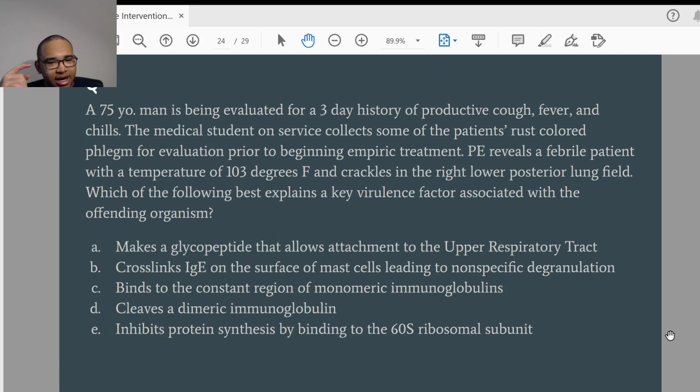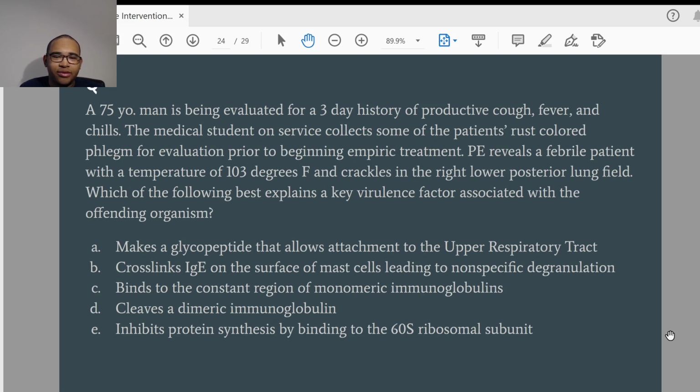And then next one, so a 75-year-old man is being evaluated for a 3-day history of productive cough, fever, and chills. The medical student on service collects some of the patient's rust-colored phlegm for evaluation prior to beginning empiric treatment. Physical exam reveals a febrile patient with a temperature of 103 degrees Fahrenheit, and crackles in the right lower posterior lung field. Which of the following best explains a key virulence factor associated with the offending organism? So what do you think the answer is? So what bug am I referring to here?